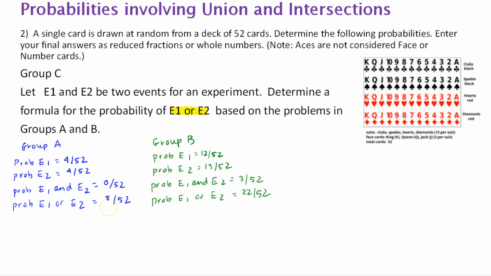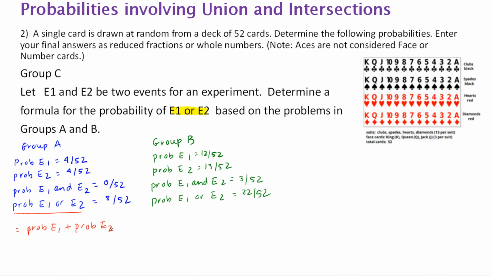So I've written our results, and we started discussing this at the end of the last problem. Notice that here we found that the intersection of E1 and E2 was empty because a card couldn't be both a 5 and a queen. And notice if we add the 4 plus 4, we get 8. So if we want the probability of E1 or E2, it equals the probability of E1 plus the probability of E2.